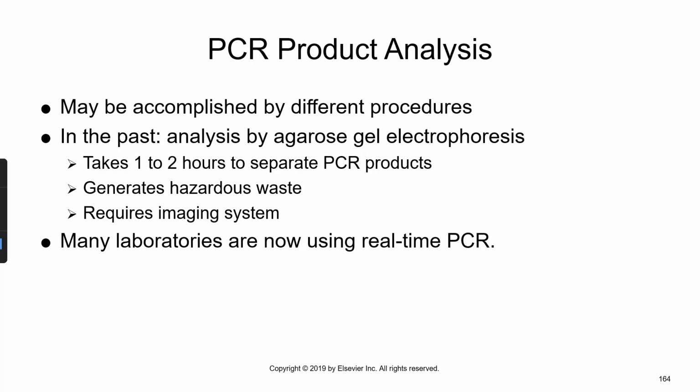The problem is it takes 1 to 2 hours to separate these PCR products. It could generate hazardous waste if you use certain types of stains, like ethidium bromide is a carcinogen. So if you use that in order to visualize DNA at the end, that's hazardous. And it requires an imaging system.